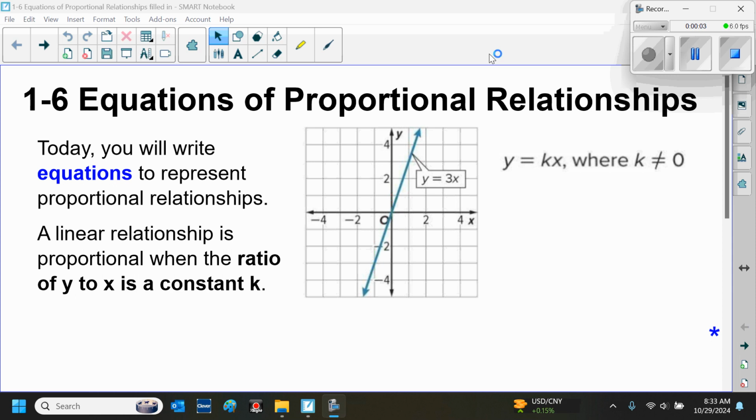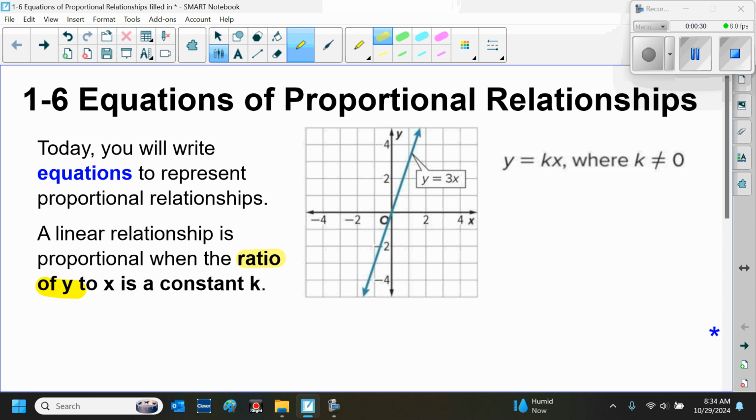Lesson 1-6 is equations of proportional relationships. Today, you're going to write equations to represent proportional relationships. We can write these equations from graphs, and we can write them from a word problem. A linear relationship is proportional when the ratio of y to x is a constant k.